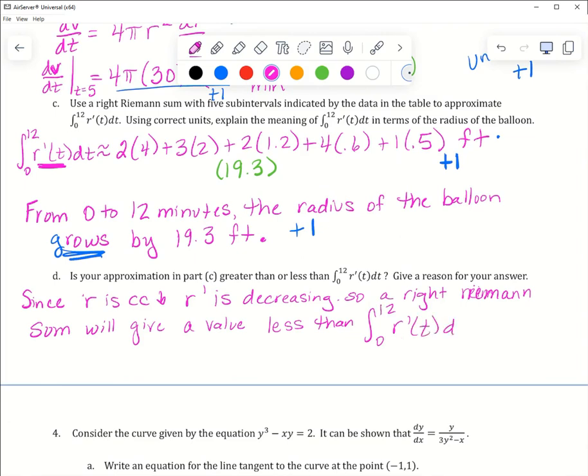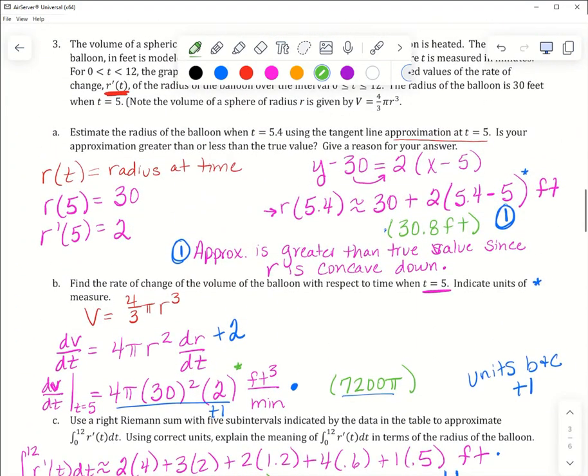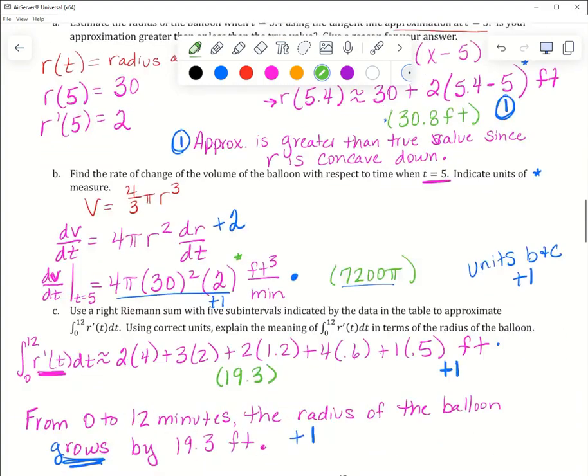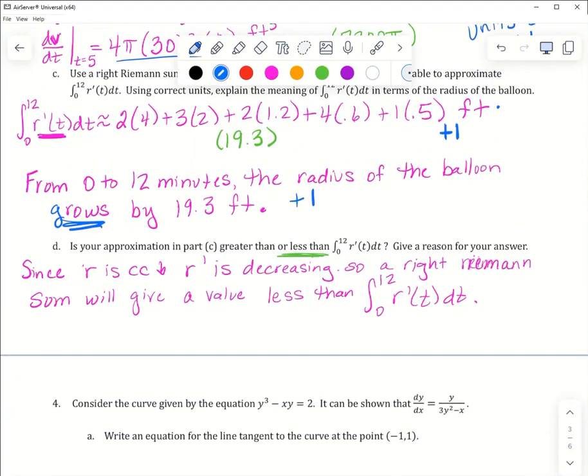Now, I made that very wordy. I don't know why I wrote it so wordy. But since R is concave down, R prime is decreasing. Therefore, the approximation is less than the actual value. And you're saying, why don't you just say an underestimate? I try to use wording from the problem. If they say, is it an over or underestimate, then I use those words. In both of these, they said, is the approximation greater than or less than? So I try to use those words. I think you'd get credit. I'm just in a habit of using the wording from the problem, and I definitely answer the question that was asked.